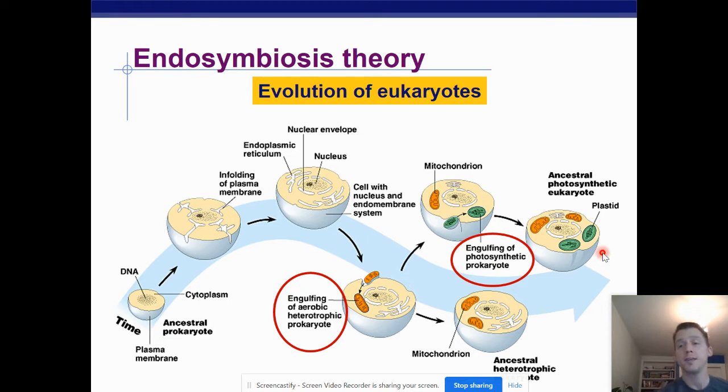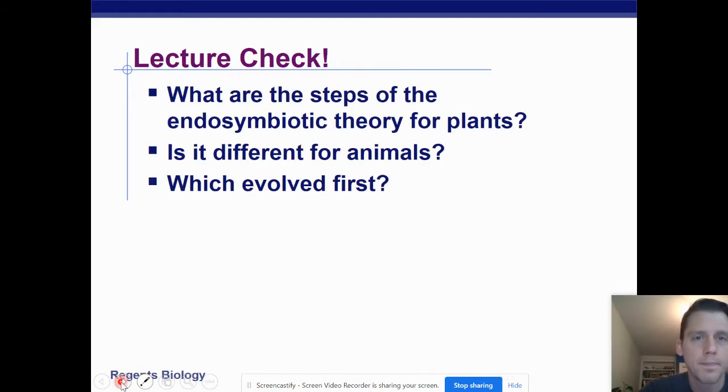The mitochondria has to be first because every eukaryotic cell pretty much has mitochondria, but not every eukaryotic cell has a chloroplast. So a chloroplast may have come later. So that is the endosymbiotic theory. So some questions for you to answer. What are the steps of the endosymbiotic theory for a plant cell? Question 2, what is different? And question 3, which evolved first? So take a few moments and answer those questions.